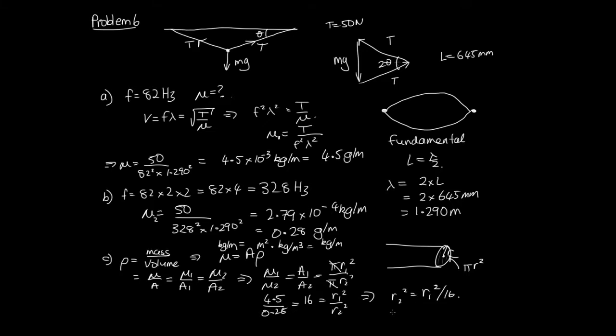And then taking the square root of both of these, we end up with r2 is equal to r1 on 4. So the second string with the lower linear density has a thickness which is 1/4 that of the string with a higher linear density. So the first string is 4 times the thickness of the second.